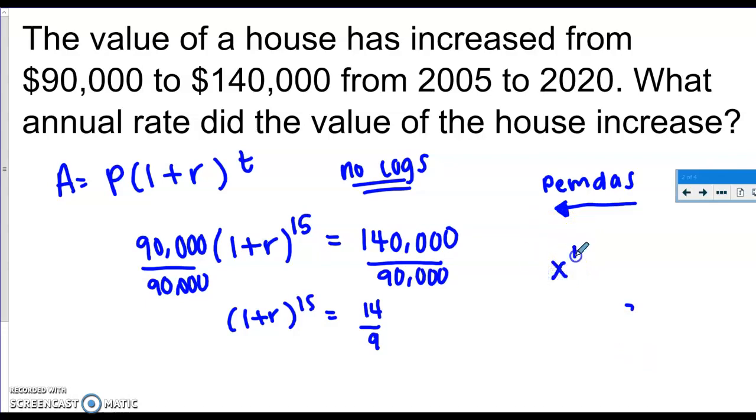So x to the 15th power can get canceled out by doing 1 over 15. And then you'd have to do the same thing over here, because whatever you do to one side, you have to do to the other. So if you raise to the reciprocal of that exponent, that's another way that you can cancel it out. But either way, we either need to take the 15th root of 14 over 9, or we need to raise that to the 1 over 15 power.